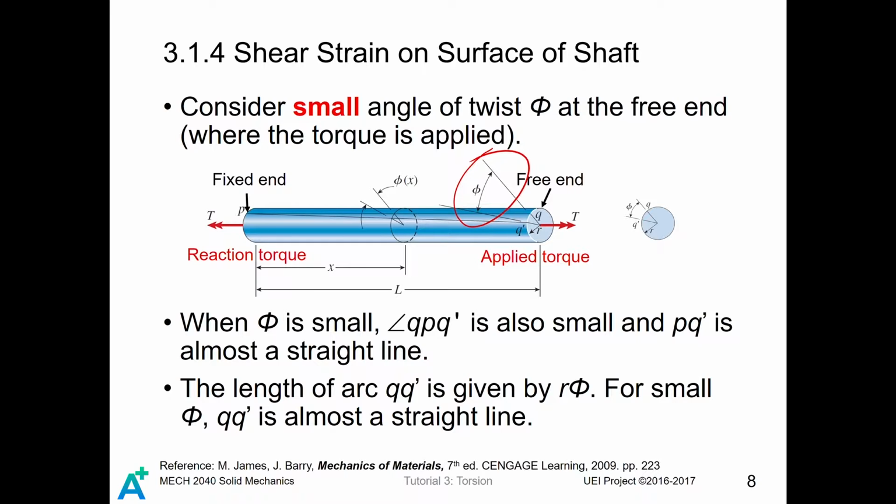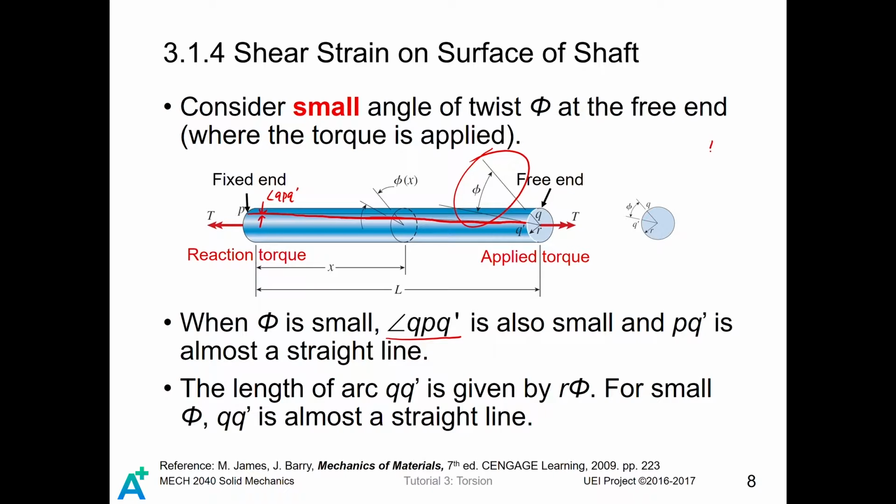Notice that in this diagram, the size of phi is highly extravagant. In reality, the size of phi is often very small. When this angle is small, the angle QPQ prime is very small, and the line PQ prime is almost a straight line. Then we consider this free end. At this free end, since the angle phi is very small, the arc length QQ prime is almost a straight line, and the length is R phi.